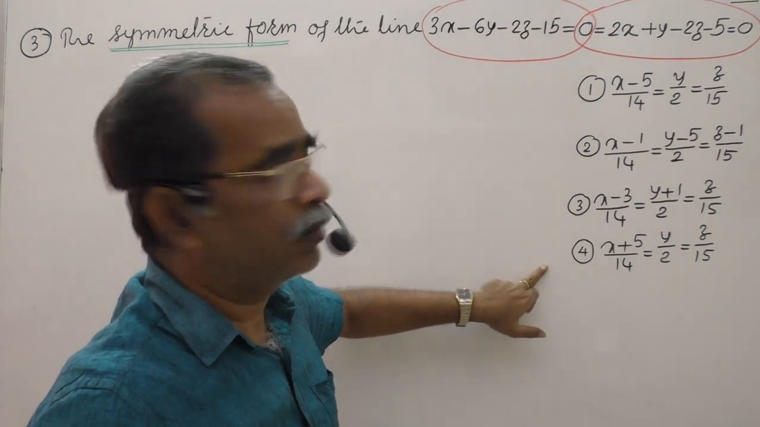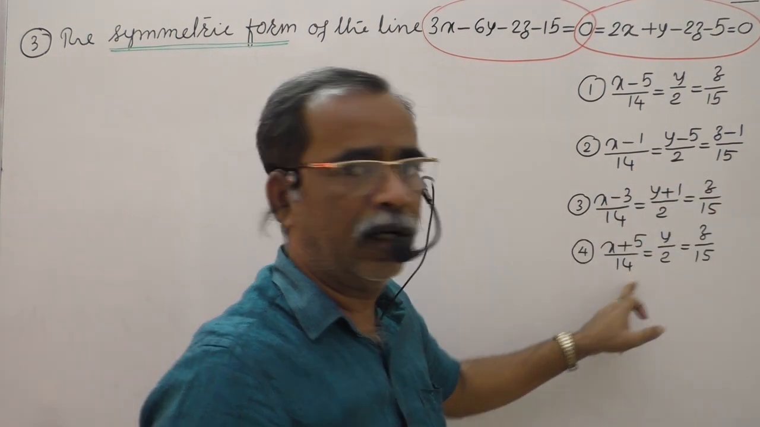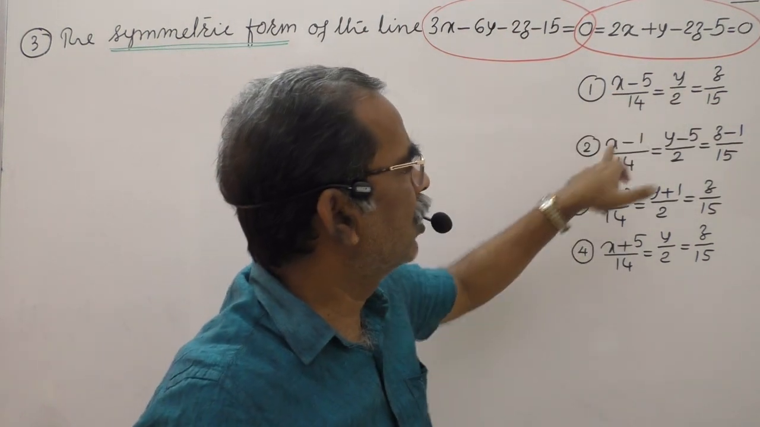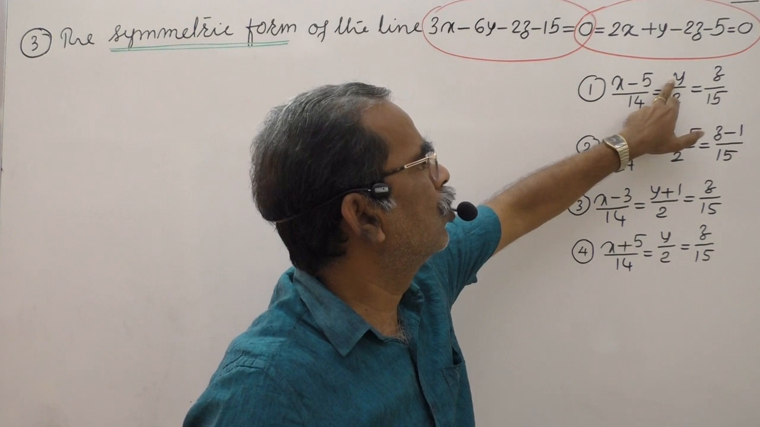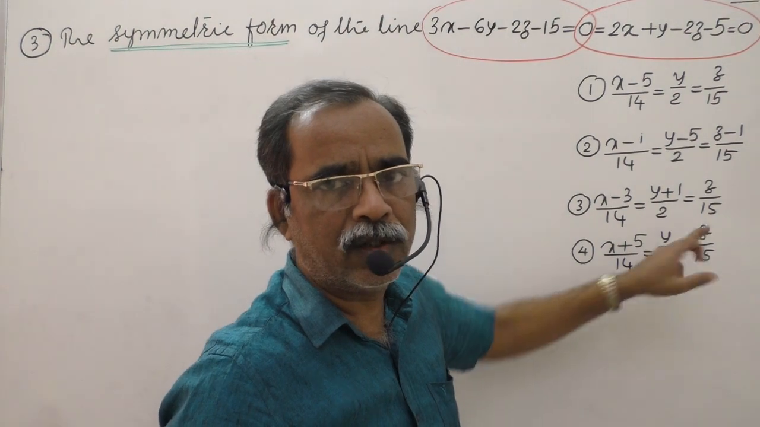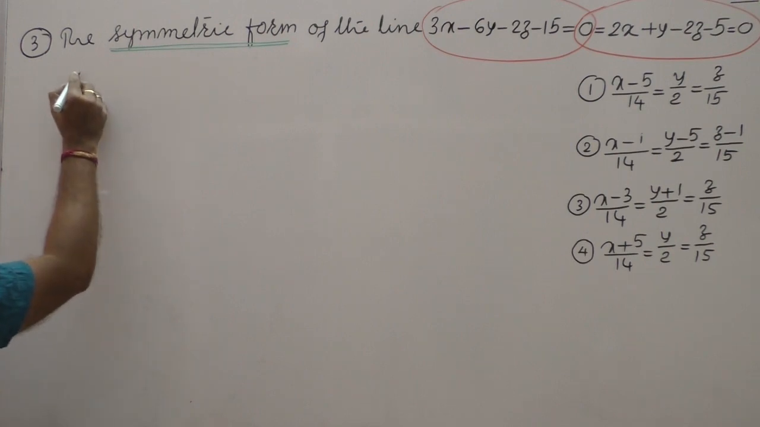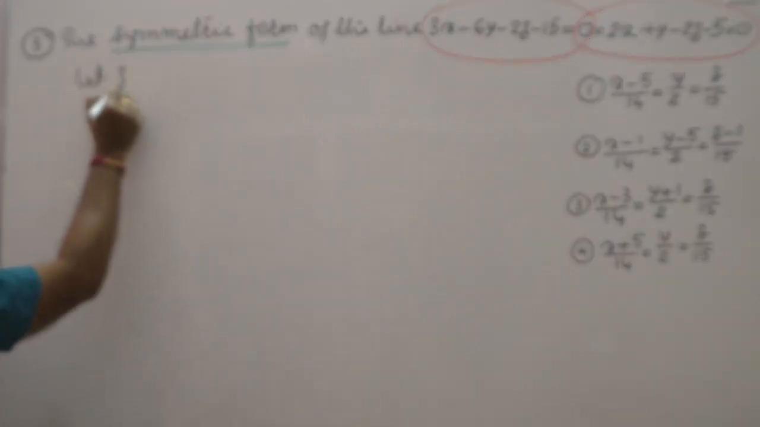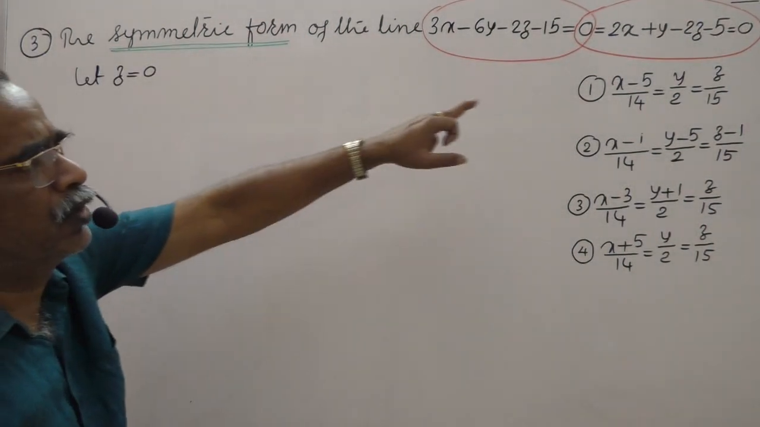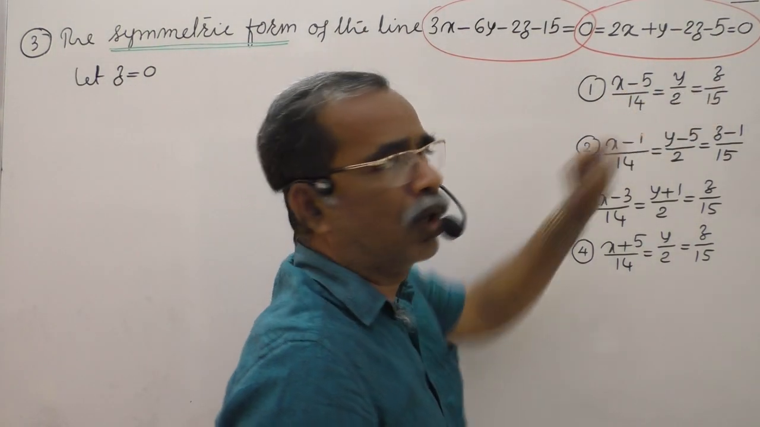Please watch the options. In these forms, the denominators represent the DRs of the line and you can obtain the point from the numerators. So you observe the options. Here there is no z coordinate, so the z coordinate is 0. By watching the options, suppose any one is 0. So I will take z is equal to 0 because this is there in three options. First option, the point on this line is 5 comma 0 comma 0.